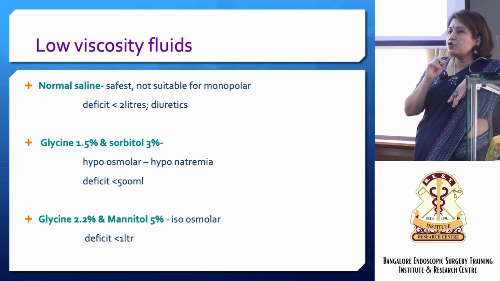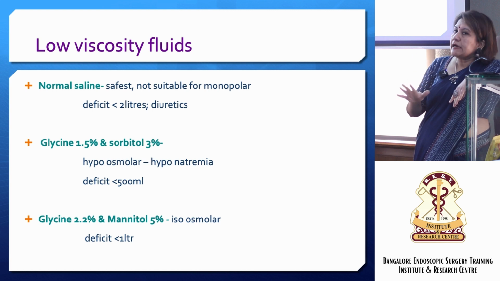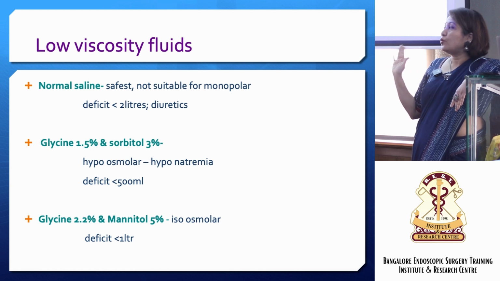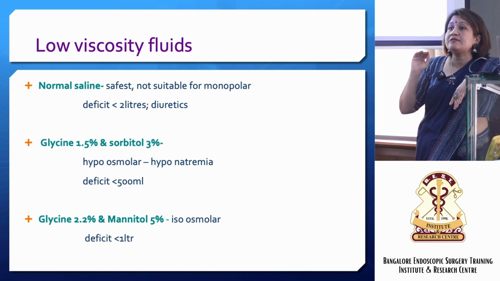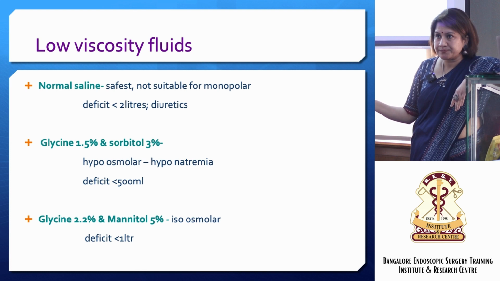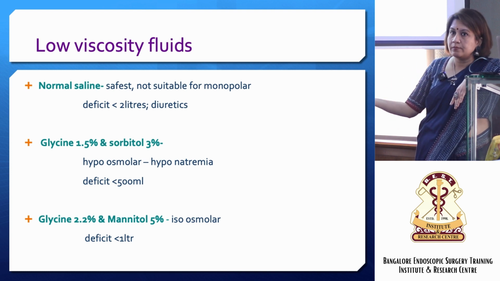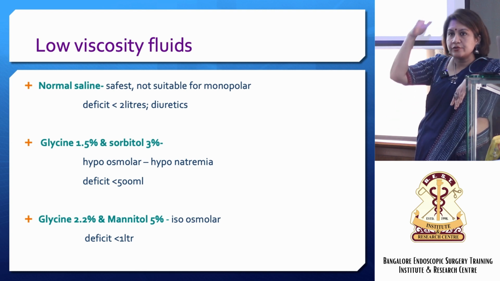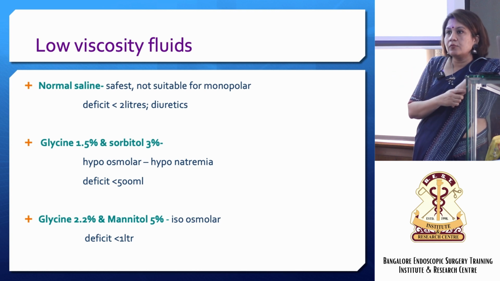Only when you're doing a resectoscopic surgery with monopolar current, you need glycine. Traditionally, what's available in most OT is 1.5% glycine, because that is what the urologist uses for doing TCRE. And believe me, they have also started shifting to bipolar. Most of the urologists are slowly moving to bipolar. It's only the older ones who are still in the monopolar.